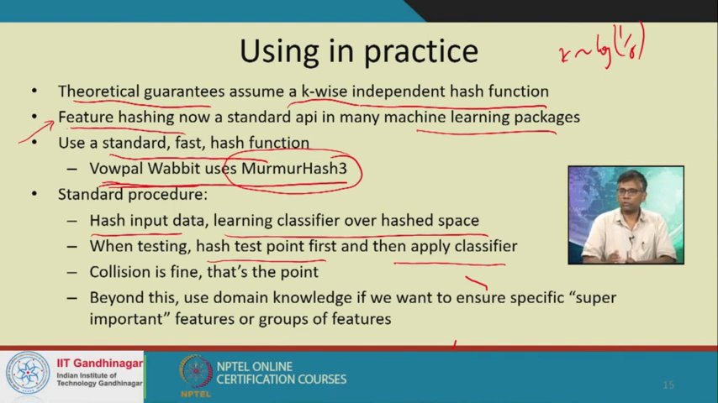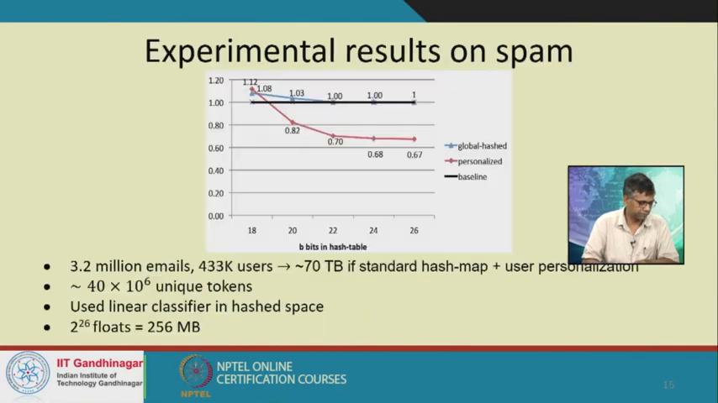Beyond this, you should use the domain knowledge. For instance, if you know that there are super important features that you don't want to collide with anybody, or there are groups of features such that you don't want this set of features to collide with that set of features, but maybe collisions among this set of features is fine, then you should design your hash function, you should basically partition the range of your hash functions in an appropriate way. And for all that you need to think carefully about the problem setting.